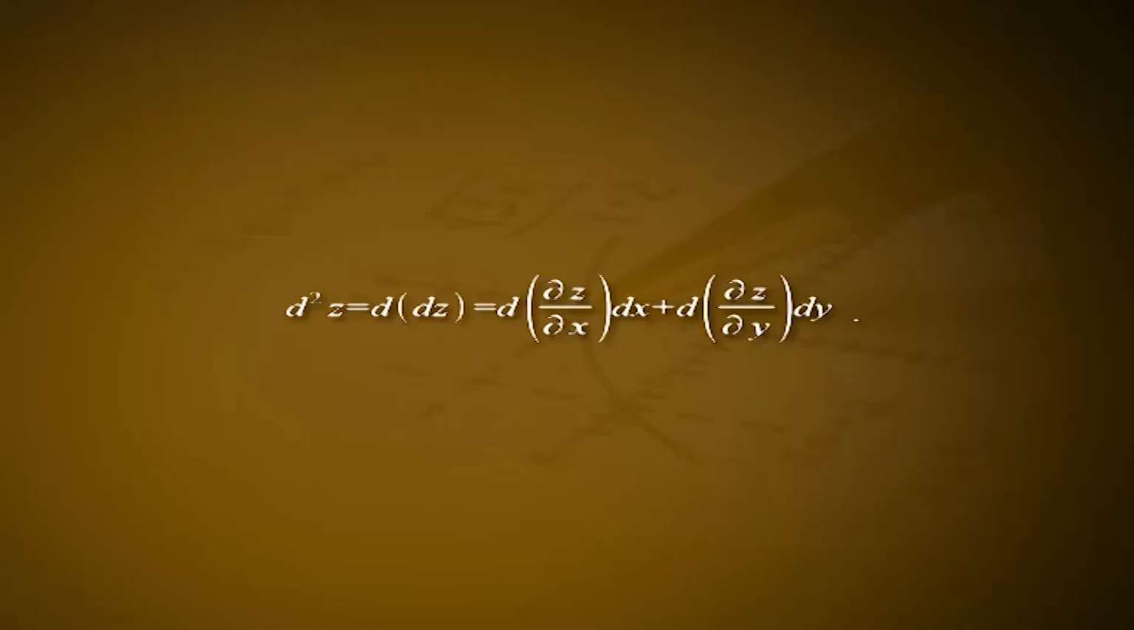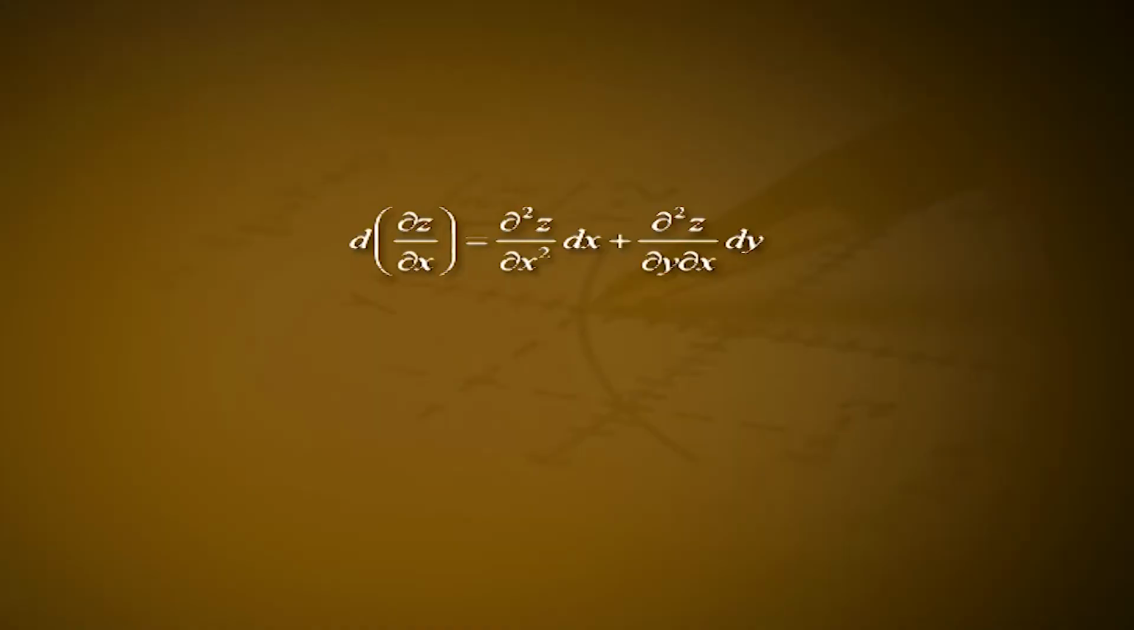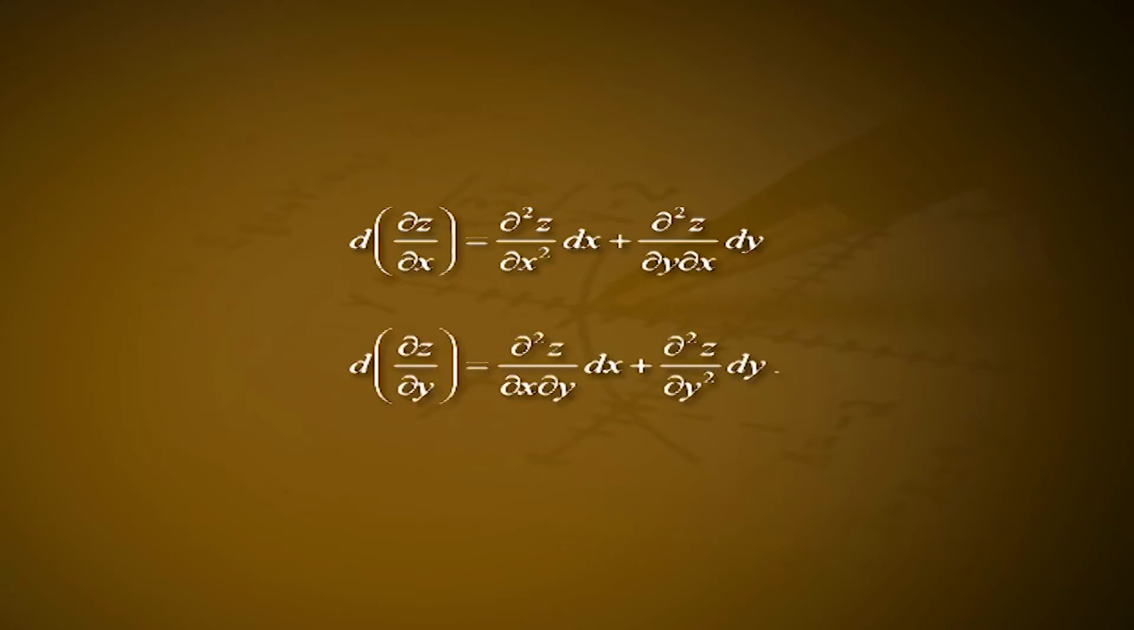The differential of dz, called the second differential of z, is denoted by d²z and is calculated in the same way as the first. Therefore, d²z is equal to d(dz), which is equal to d(∂z/∂x) dx plus d(∂z/∂y) dy. Replacing z by ∂z/∂x and ∂z/∂y, we get d(∂z/∂x) is equal to ∂²z/∂x² dx plus ∂²z/∂y∂x dy. d(∂z/∂y) is equal to ∂²z/∂x∂y dx plus ∂²z/∂y² dy.